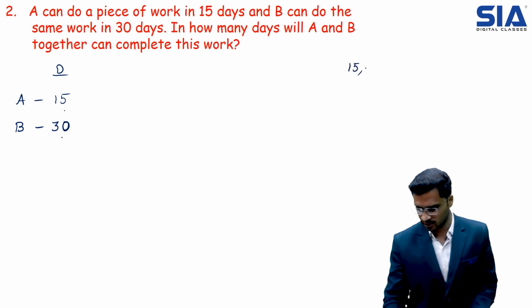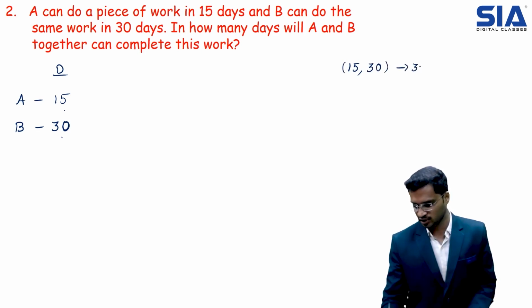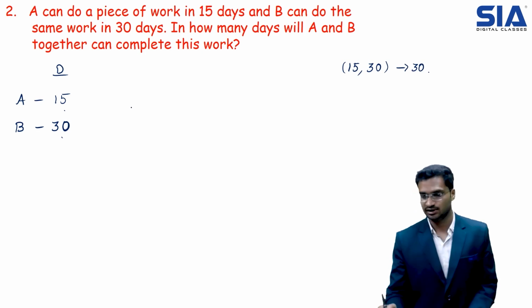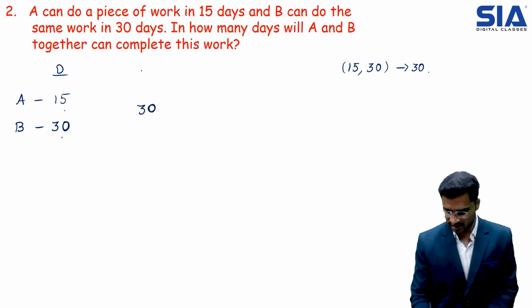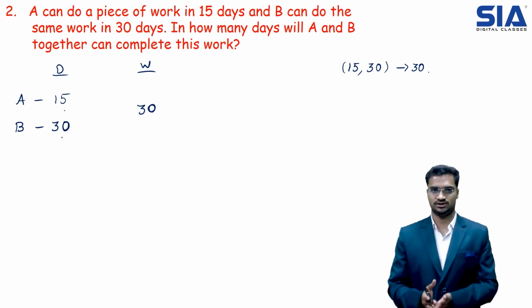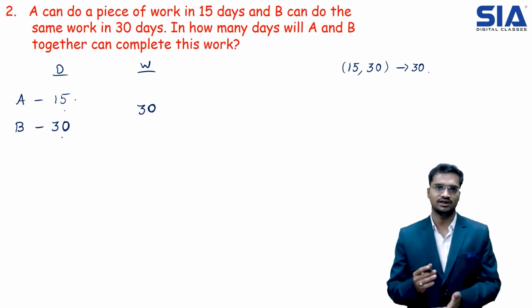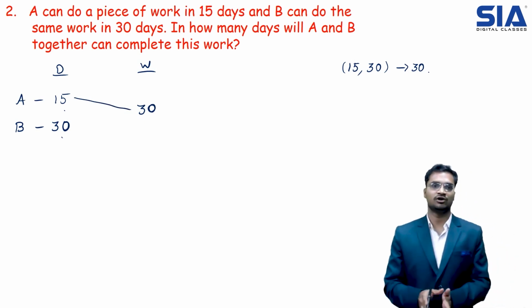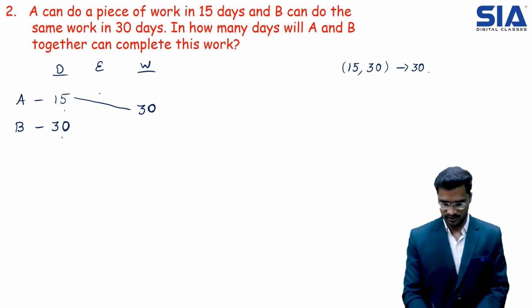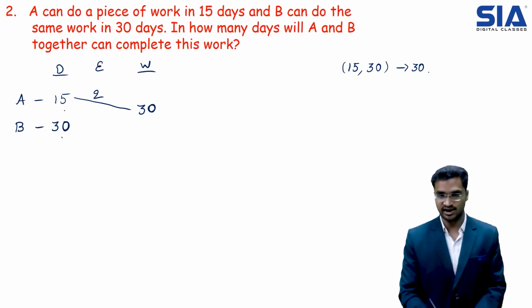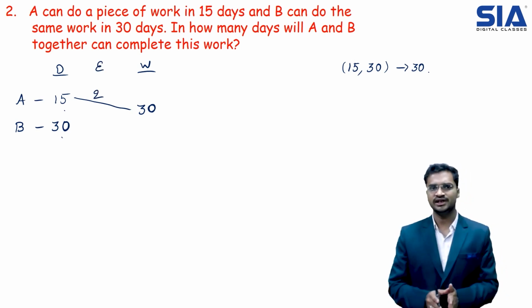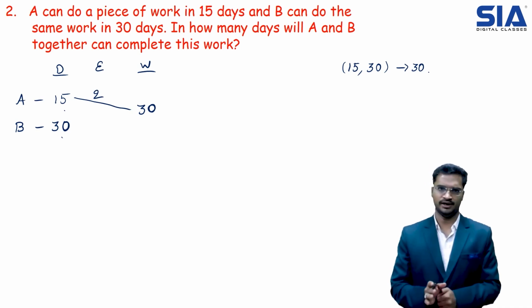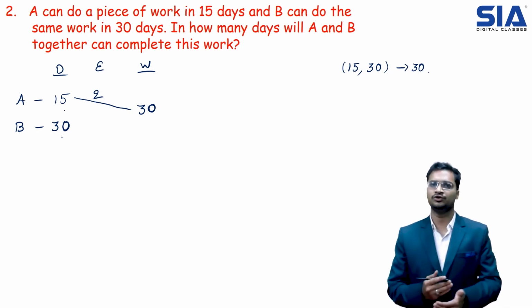So let us assume our total work as the LCM of 15 and 30, which is 30. So the total work is 30, or they have to eat 30 chocolates. If A is eating 30 chocolates in 15 days, in one day how many chocolates is he eating? He is eating 2 chocolates per day, or doing 2 units of work per day.